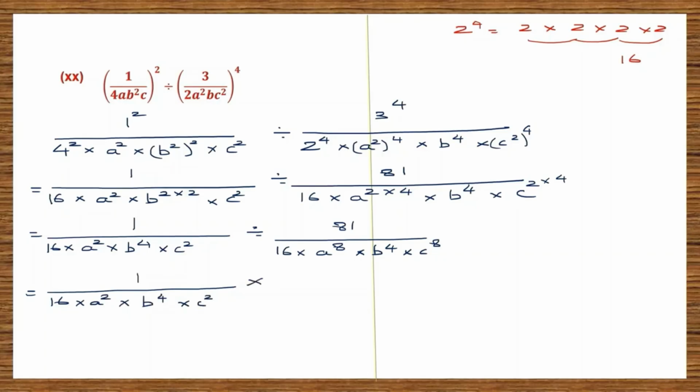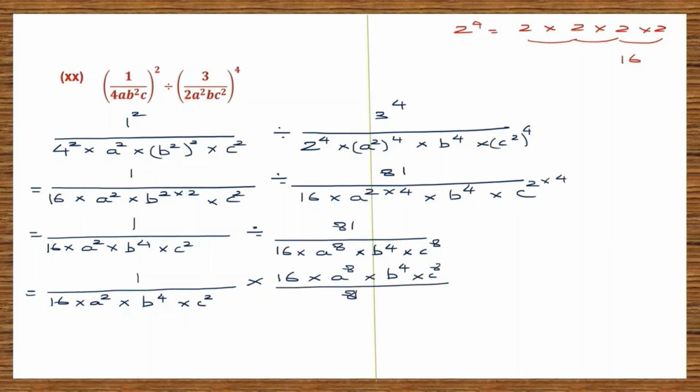Division changes to multiplication and we write the reciprocal of this. That means everything that's down will come to the numerator and 81 will come down. So what do we have here? 16 into a to the power of 8 into b to the power of 4 into c to the power of 8. Now this is divided by 81.